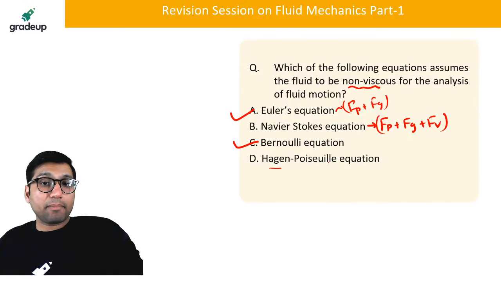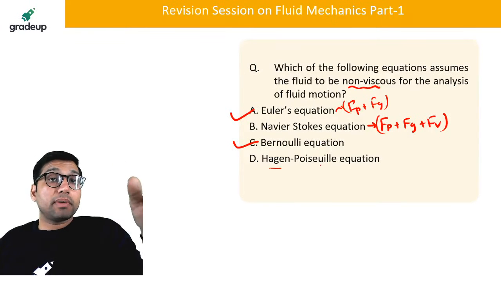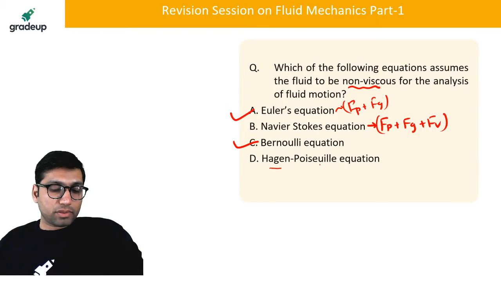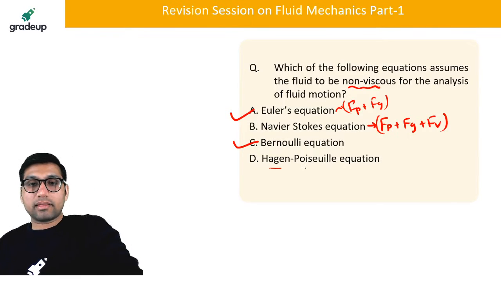What about Hagen-Poiseuille equation? Hagen-Poiseuille equation is basically what you study for the viscous flow in the pipe, right? So option D is also not the answer. The answer is option A and C.